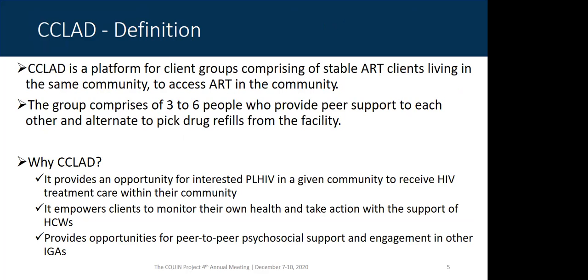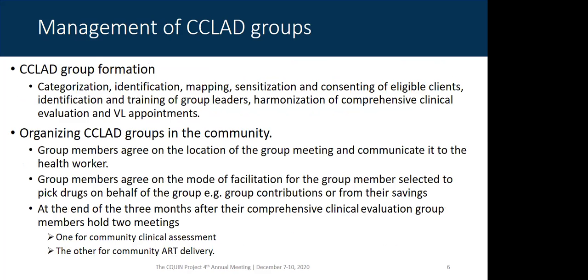Why CLADs? It provides an opportunity for interested people living in a given community to receive HIV treatment within the community. It empowers clients to monitor their own health and take action with the support of health workers. It provides opportunities for peer-to-peer psychosocial support and engagement in other income-generating activities.